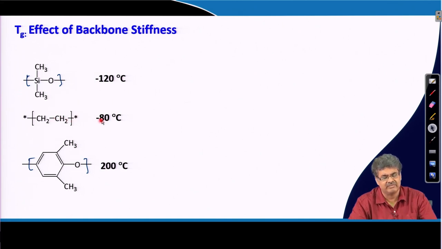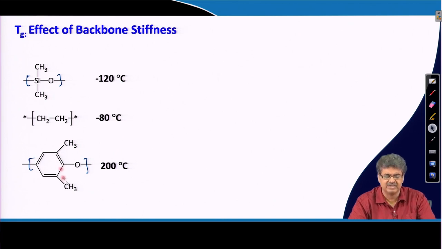The Tg is not a fixed value like minus 80 as I mentioned here. This is a representative value. The Tg of polyethylene actually depends on various parameters like the molecular weight, crystallinity, branching and so on, but it has quite a low Tg and it actually has a range of Tg. So, it can go from minus 100 or minus 120 to even around plus, just less than 0 degrees, and so on.